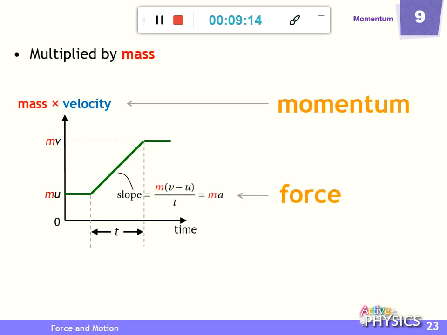Now, if I multiply the y-axis, the velocity, by mass m, then you can see that the y-axis will change to a momentum time graph. Then a is also multiplied by m. ma means the net force. Then the slope of the momentum time graph will be the impact force.